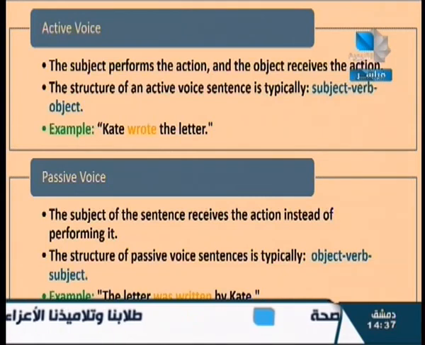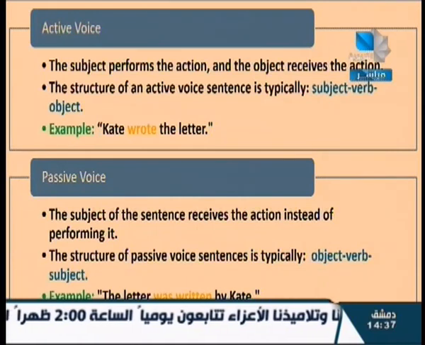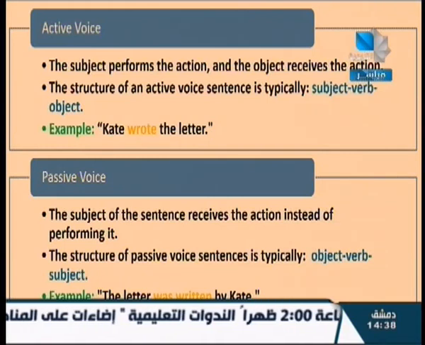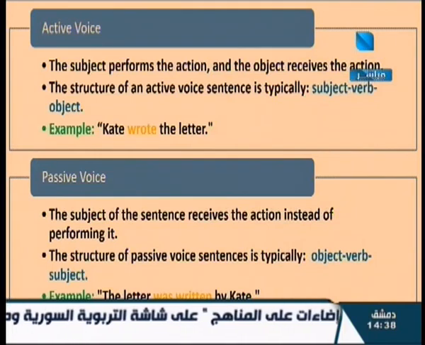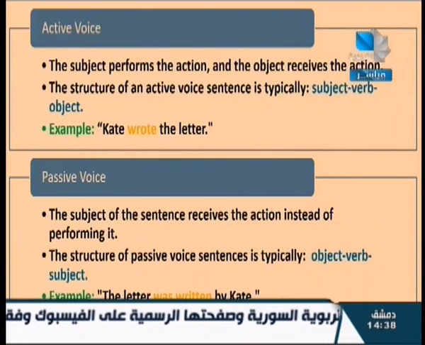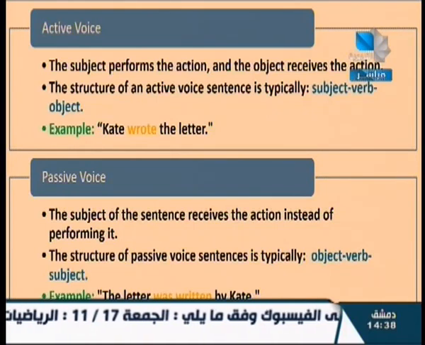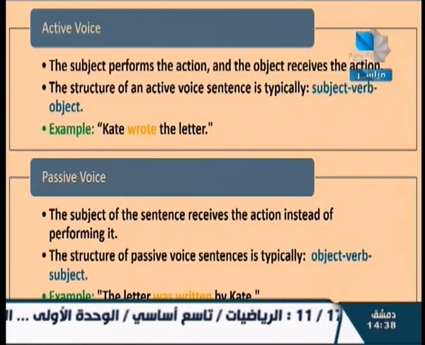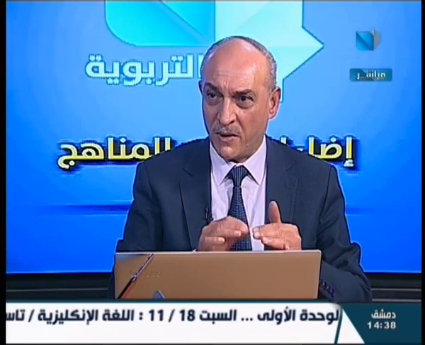Now the passive. In the passive, of course, the subject of the sentence receives the action instead of performing it. When we change from active into passive, the object comes in the place of the subject, so it is called also subject. The structure of a passive voice sentence is typically object, verb, and subject. But here we can say verb to be, verb 3, and the rest. We can talk about this form later, the details. But now we're trying to focus on the main points. Exactly.